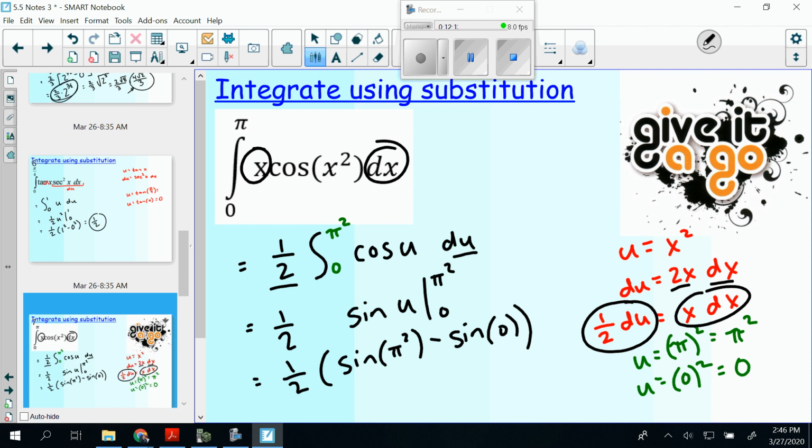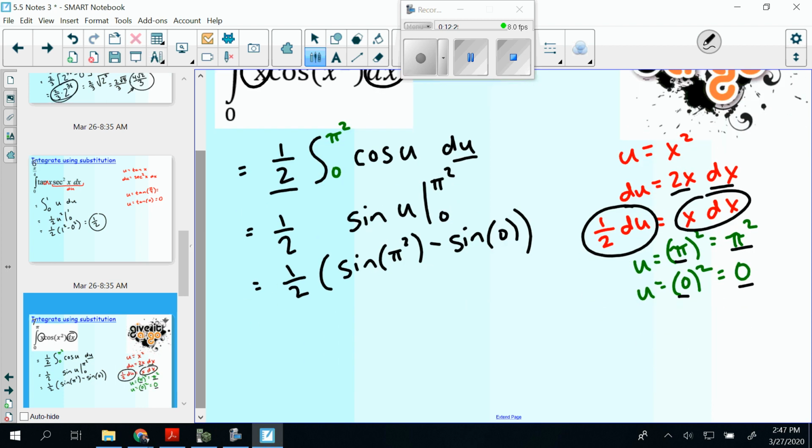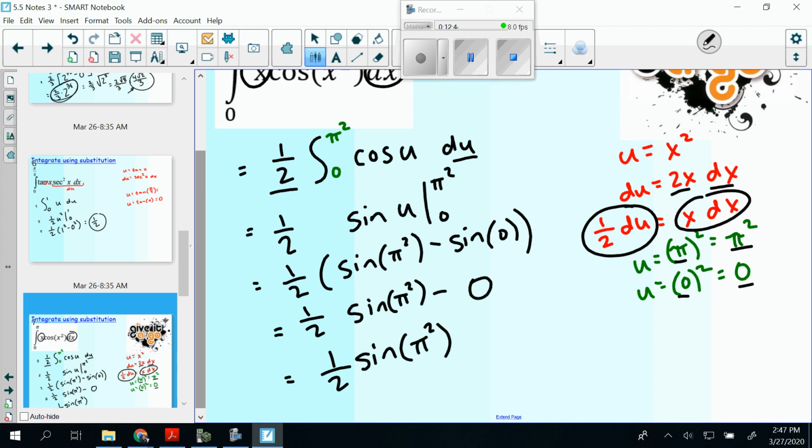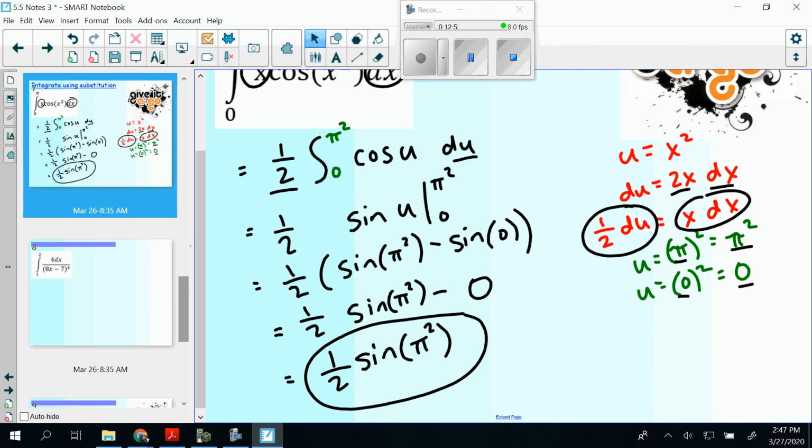Antiderivative of cosine will be sine, but make sure you also change those limits here. So if you put in the bottom limit of 0, 0 squared is 0, pi squared is pi squared. So now if you plug those in, you get this. Sine of 0 is 0. That's just 0. Sine of pi squared, there's not really a way of evaluating that, so you just have to leave it as that, and so your final answer should be 1/2 times sine of pi squared. There's not an exact solution to that, so if you want an exact answer, just leave it as that. All right, hopefully you got that.